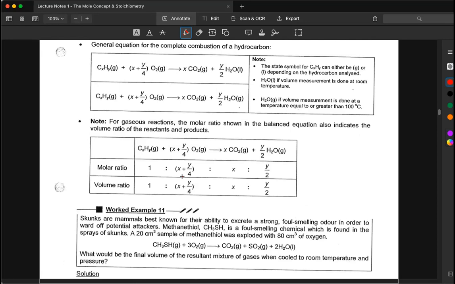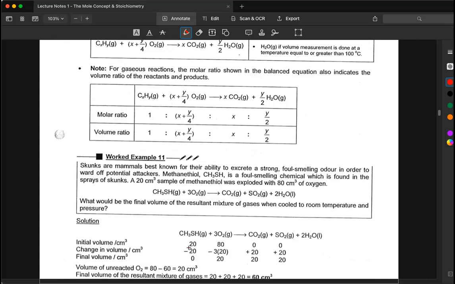Okay, so for this question, the important part is the equation. So this methane thiol is a foul-smelling chemical. 20 cm³ of it exploded with 80 cm³ of oxygen. What will be the final volume of the resultant mixture? So this 80 cm³ obviously is in excess, because for 20 cm³ of the methane thiol, right, you only need 60 based on the mole ratio. So you have 20 cm³ of oxygen in excess.